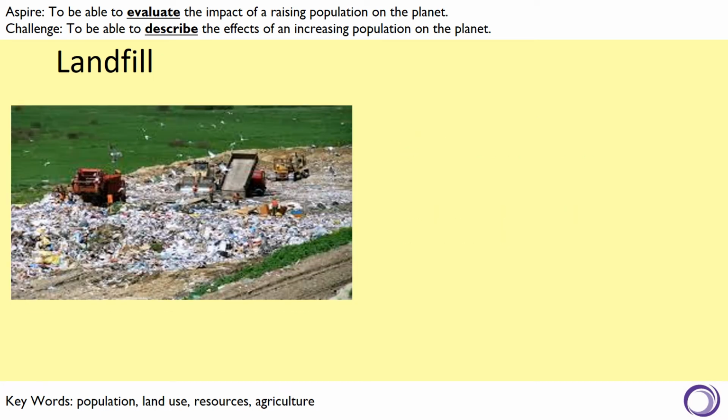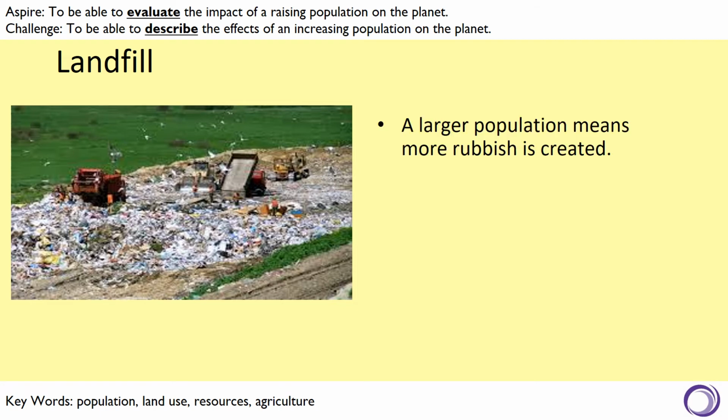The final image was representing landfill. Now, landfill is typically where your household waste will end up, and a larger population will mean that more rubbish or waste is being created. And currently some of that goes into landfill. We do recycle some of our waste, but we are still digging holes in the ground and putting our waste into it. Now, that means if we have larger amounts of waste, again, we are going to need to increase the amount of land that we have for landfill.